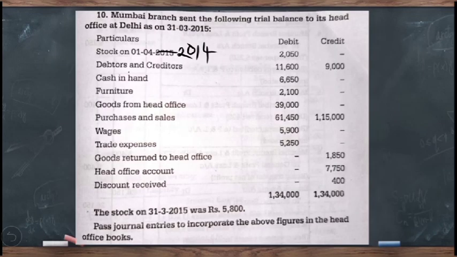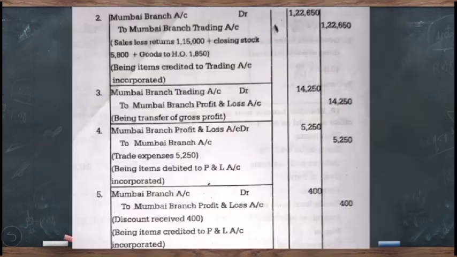Then the second incorporation entry has to be passed for incorporating the credit items of branch trading account. The entry is Mumbai branch account debit to Mumbai branch trading account. What are the items we have to show in that entry? The items are sales, closing stock and goods returned to head office. I'll show you the entry. Under that we write being the incorporation of credit items of branch trading account, that is sales 1,15,000, closing stock 5,800, goods returned to head office 1,850. So together you get 1,22,650.